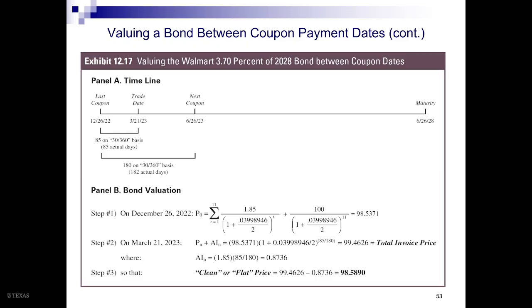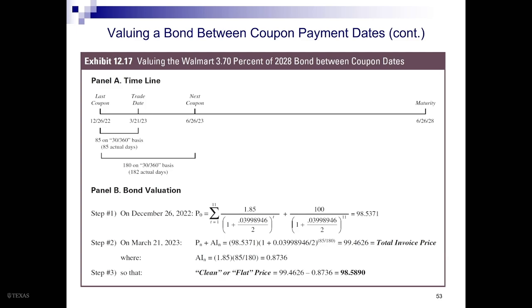But what it does is allow us to calculate step 2, which is to take this money and project it forward to the purchase date of March 21st. So think about it this way: if we put this money in a savings account earning that interest rate for 85 over 180 days, then that would grow to 99.4626. That's what's referred to as the total invoice price of the bond.